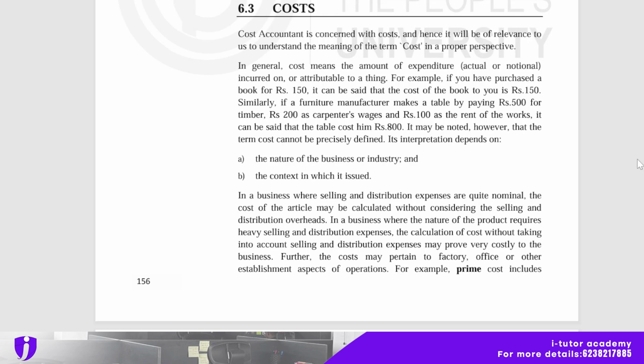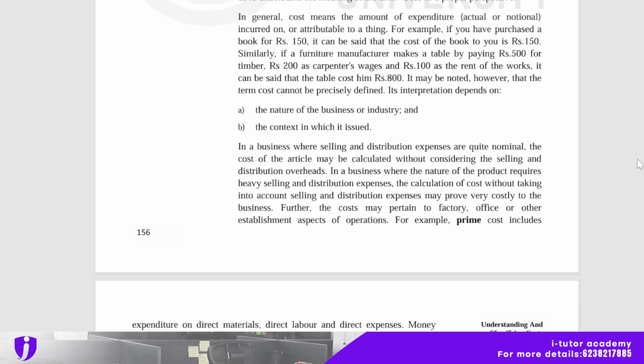Cost accounting is concerned with cost, and hence it will be of relevance to us to understand the meaning of the term cost in a proper perspective. In general, cost means the amount of expenditure that is actual or notional and incurred on or attributable to a thing. For example, if you have purchased a book for Rs 150, it can be said that the cost of the book to you is Rs 150.